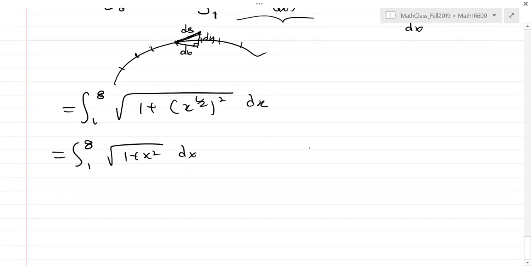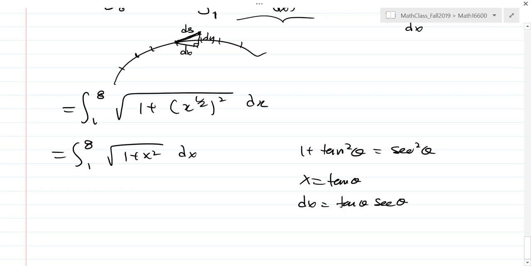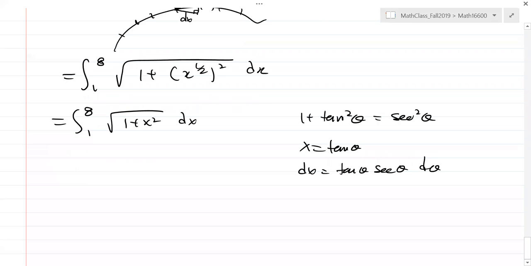Okay, so I know this will be secant square theta, right? So maybe try this. This is a pretty natural idea. So x is going to be tangent theta, right? Then dx is going to be tangent theta, secant theta, d theta. Okay, so the integral of this is going to be the square root of 1 plus secant square theta. Why do you even think of that? Like, where does that even come from?